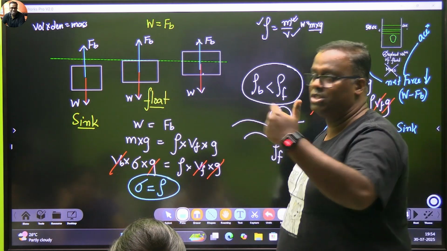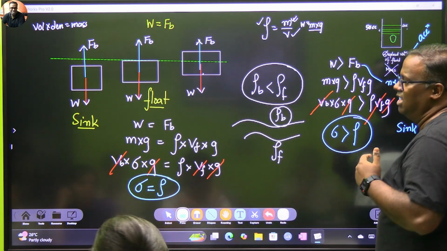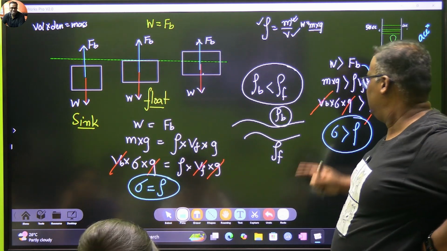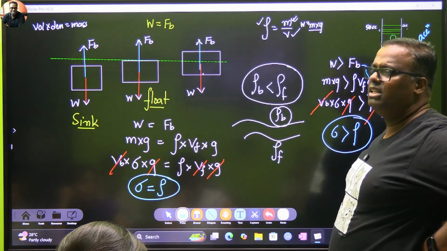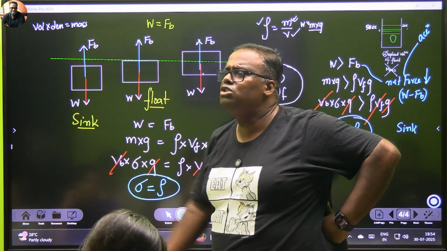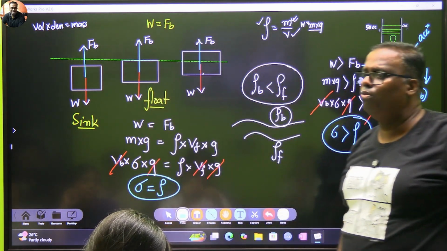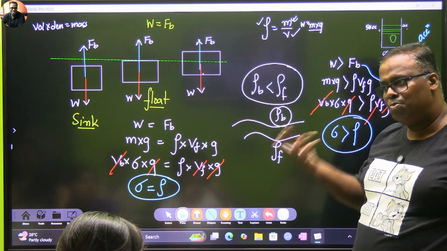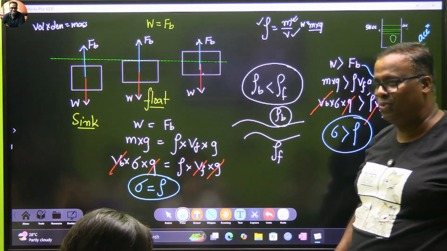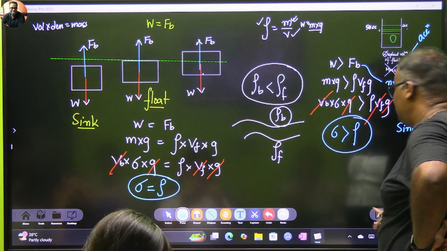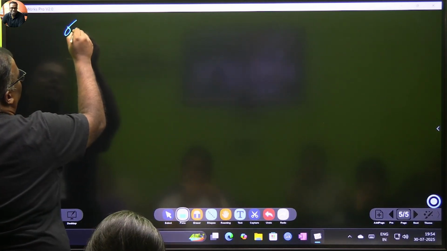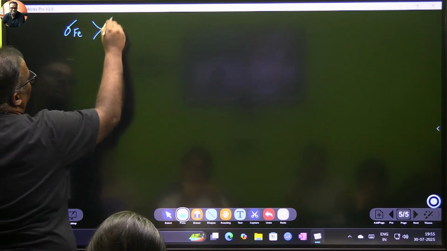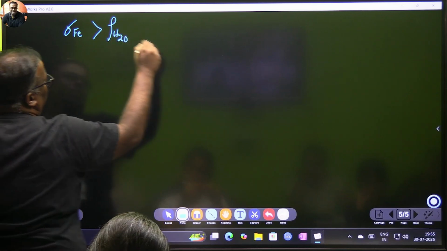Now the next question that arises: Sir, if you are saying that if my density is more than the water, I should sink, the density of iron is much more than the density of water. Then why doesn't the ship sink? This is also a reason to look into. Let's look at that now. The density, say sigma, of iron is much higher than rho of water. But what do we see?